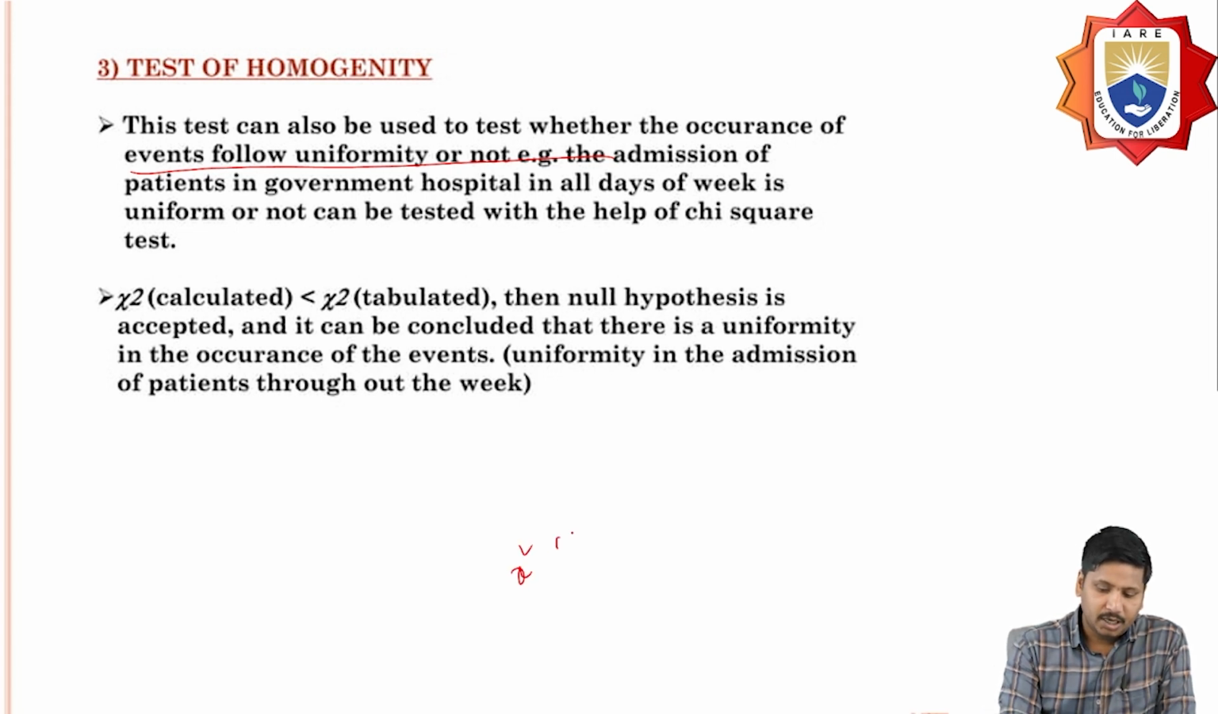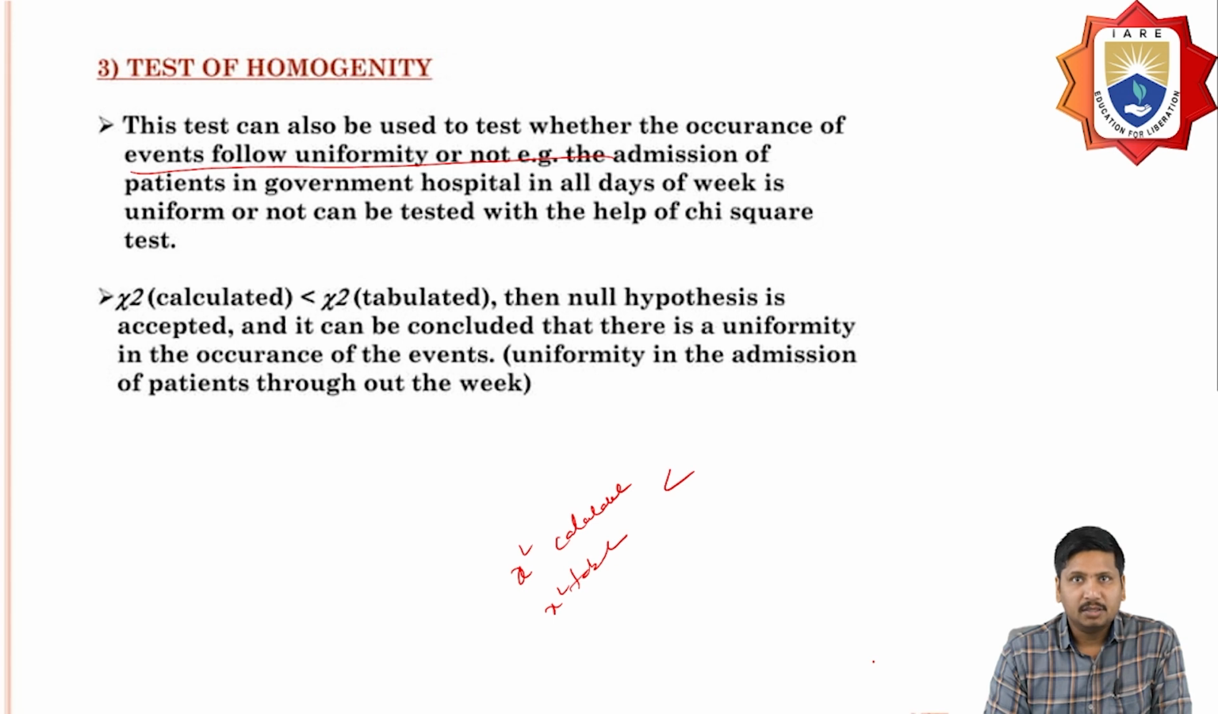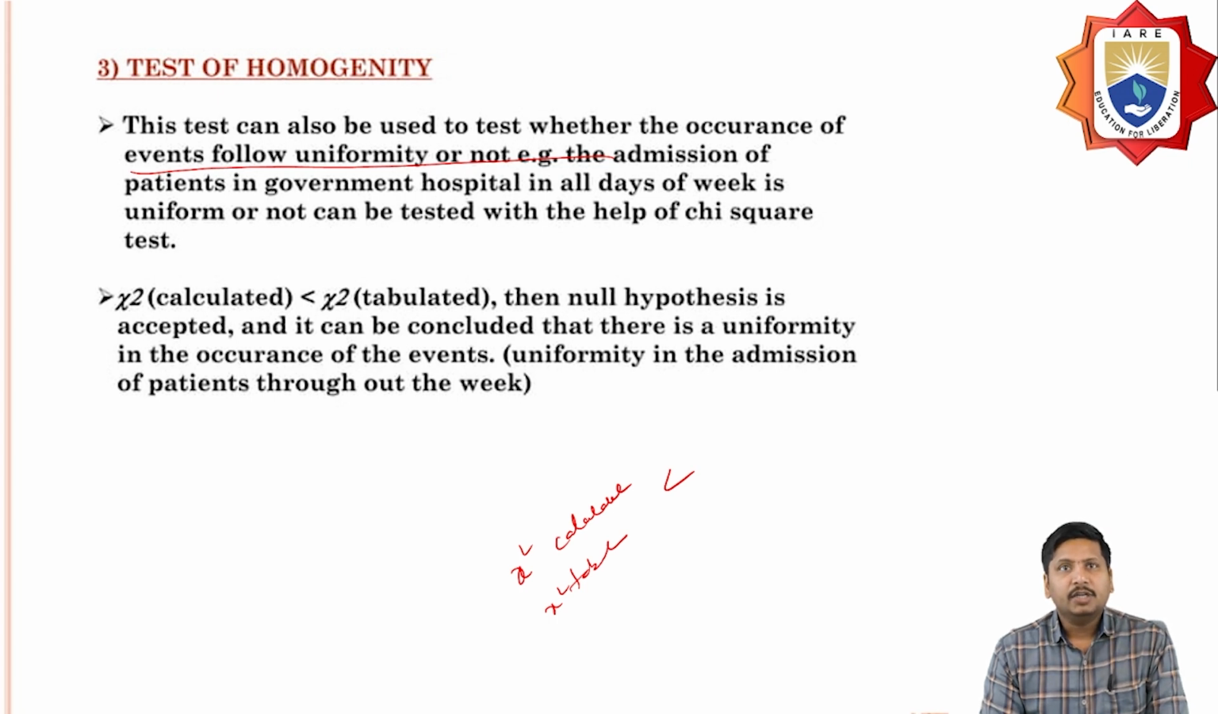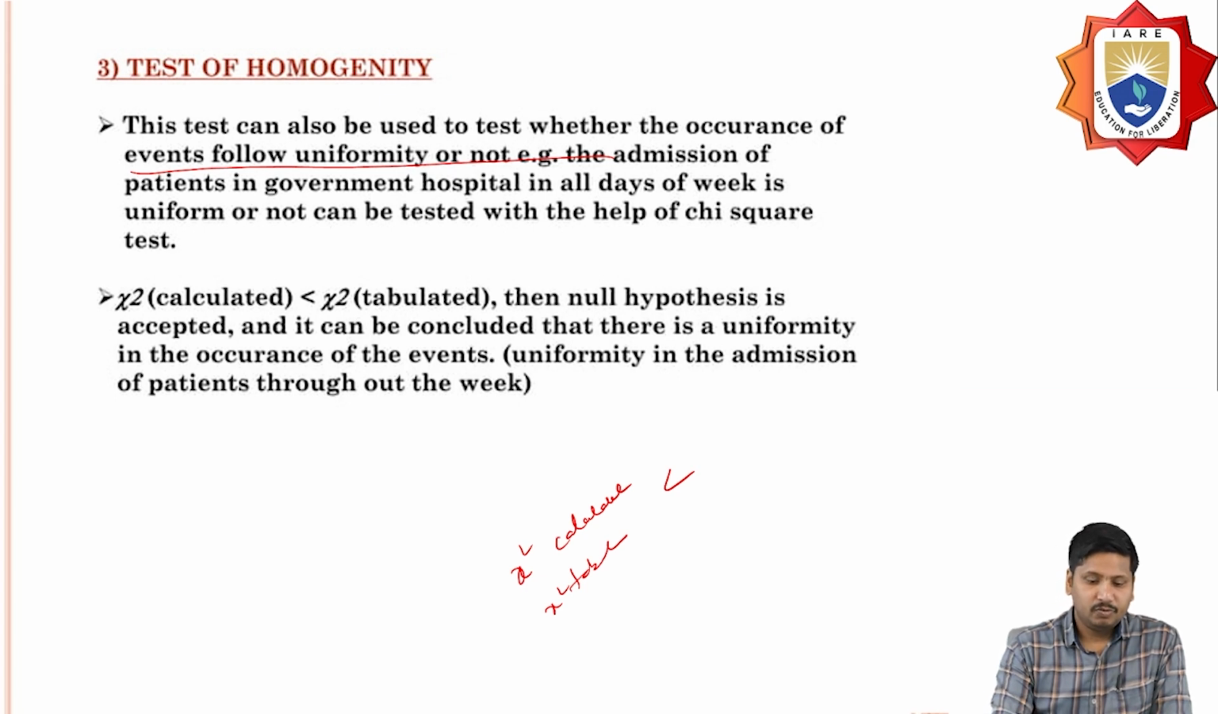Whenever the chi-square calculated value is less than the chi-square tabulated value, then the null hypothesis is going to be accepted. That means it can be concluded that there is uniformity in the occurrence of events. So the test of homogeneity is used to check whether the occurrence of events follows uniformity or not. For example, whether the admission of patients in a government hospital on all the days is uniform.